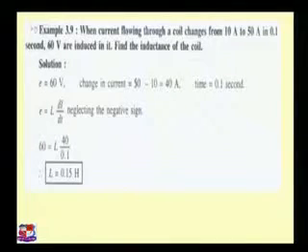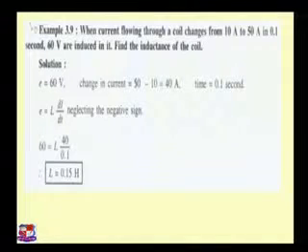Example number 3. When current flowing through a coil changes from 10 amps to 50 amps in 0.1 second, 60 volt are induced in it. Find the inductance of the coil. E is equal to self-induced e.m.f. E is equal to 60 volt. Change in current is equal to 50 minus 10 is equal to 40 ampere. And for changing this current, the time is equal to 0.1 second.